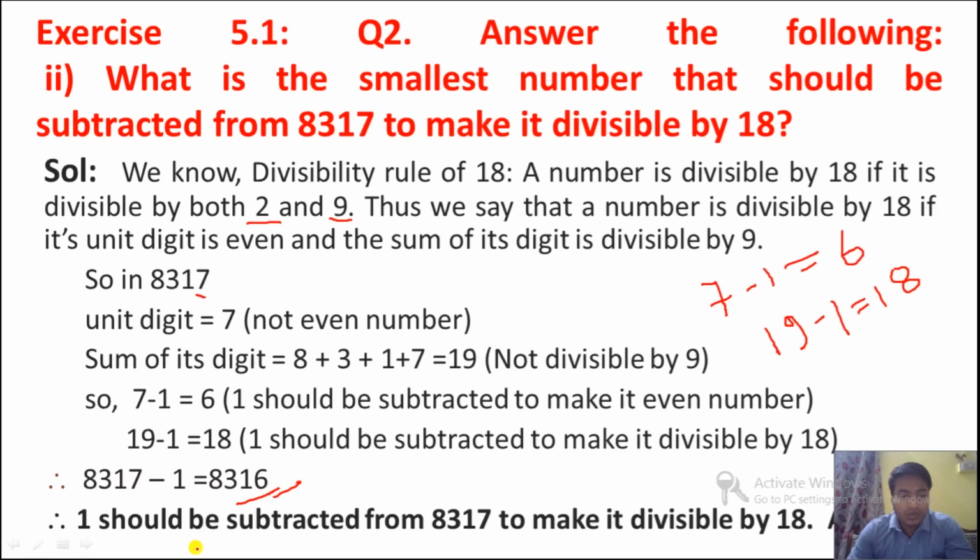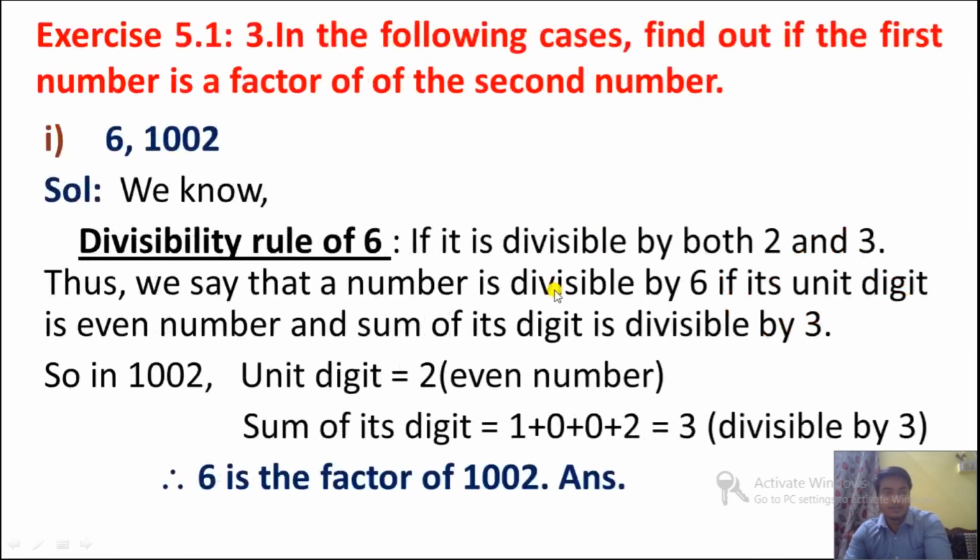Therefore 1 should be subtracted from 8317 to make it divisible by 18. Clear? This is how we have to solve.